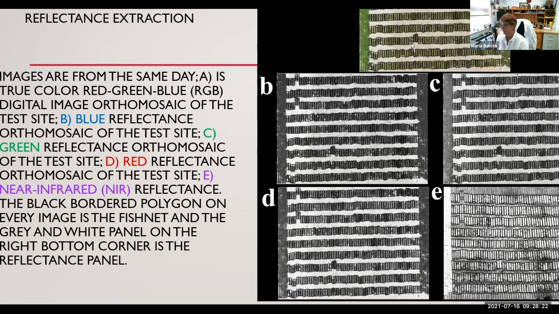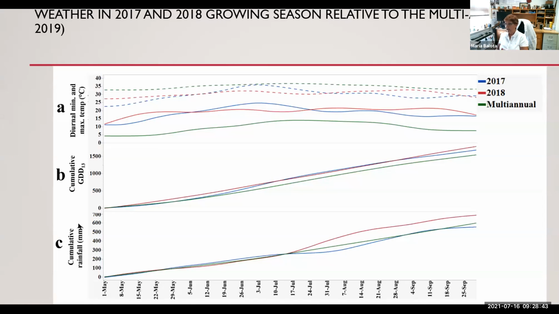This is just how the plots are looking, 3 replications of 103 plots, and then how the software extracted the blue, green, red, and near infrared reflectance that helped us to calculate some of the indices.